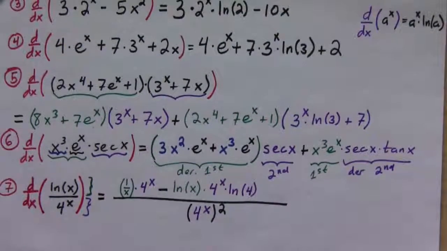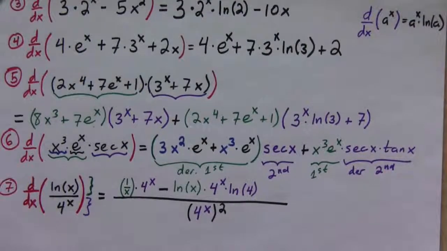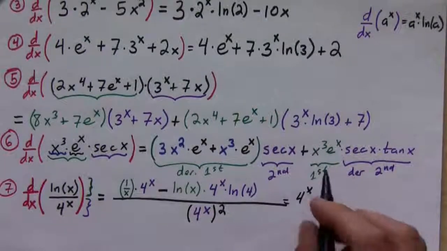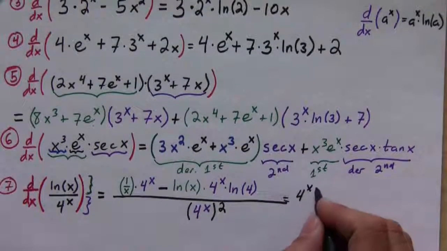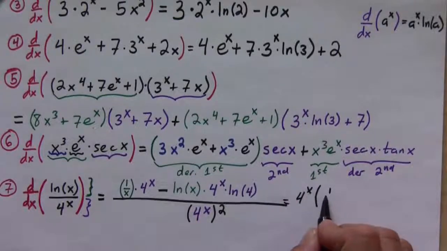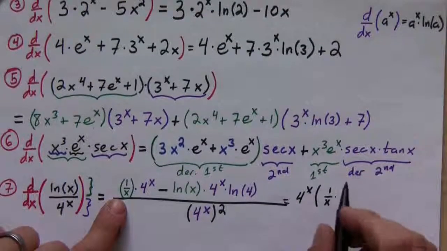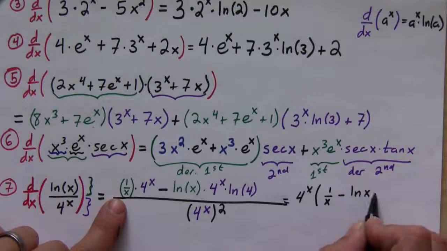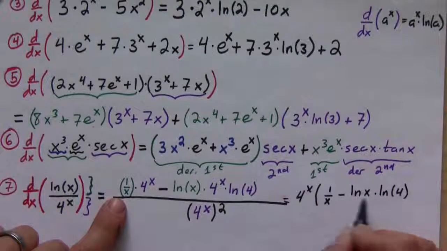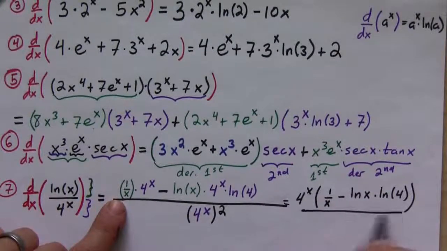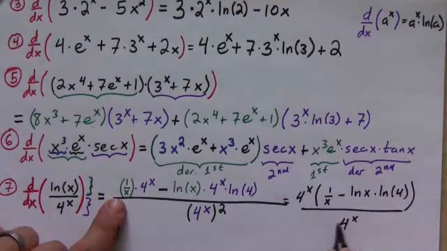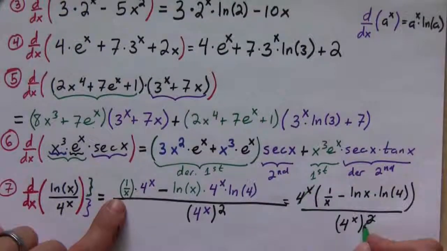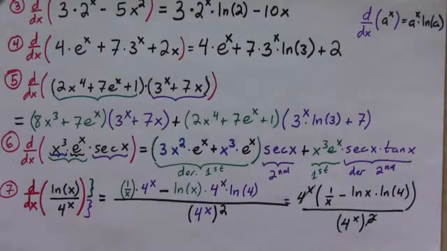And that's it. You can do some simplification if you want for fun. You might notice you can factor out a 4 to the x. You don't really have to do this, but why not? And then we'll be left with 1 over x minus ln of x times ln of 4. Be careful, you can't combine those two. All over 4 to the x squared. And this guy cancels one of these. I don't know, just for fun.